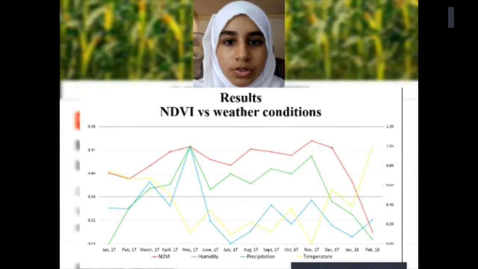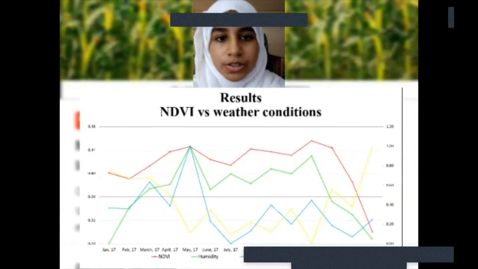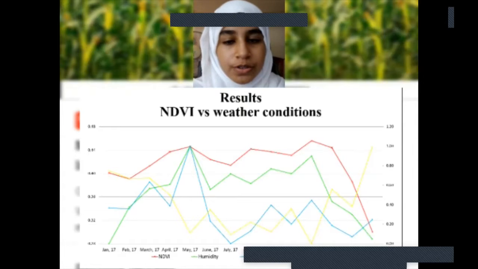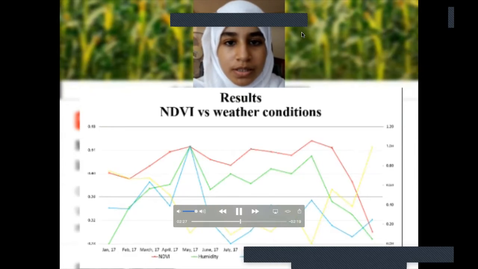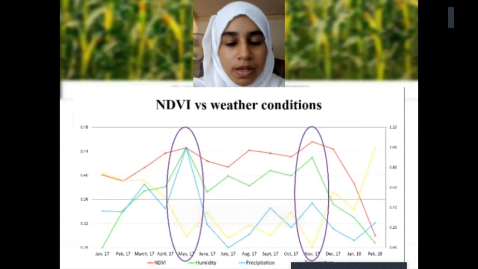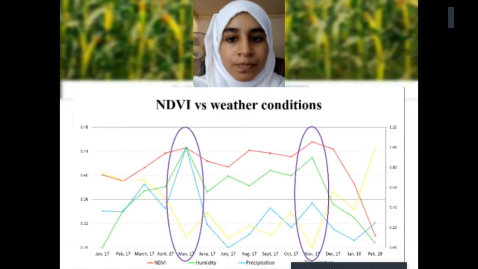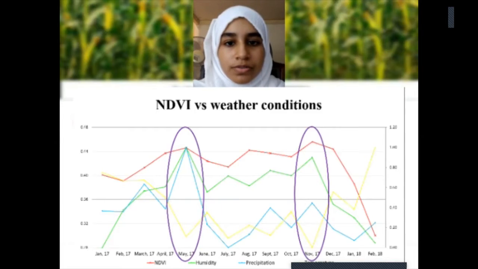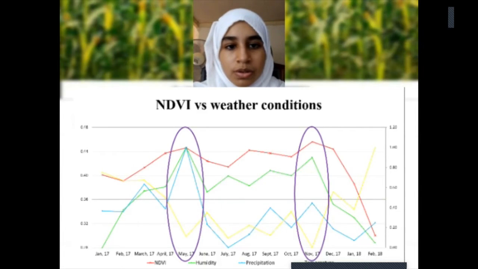This is a line graph showing the correlation between NDVI and weather conditions at Homa Bay between January 2017 and February 2018. The highest recordings of NDVI obtained were during the months of May and November 2017. During the month of May, humidity and precipitation recorded the highest values of 1, while temperature recording was very low. In November, humidity value was high while precipitation was low. Temperature value of 0 was recorded.